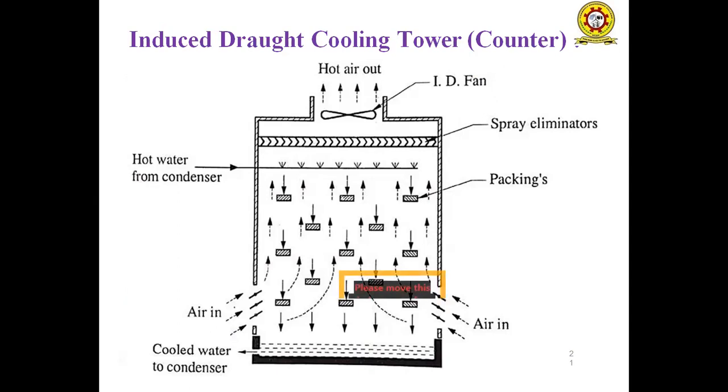So in the induced draught cooling towers, this is an example. The basic difference between the induced draught cooling towers and the mechanical forced draught cooling towers is that here the air is sent in only one direction, whereas in the induced draught cooling system, air is sent in both directions.